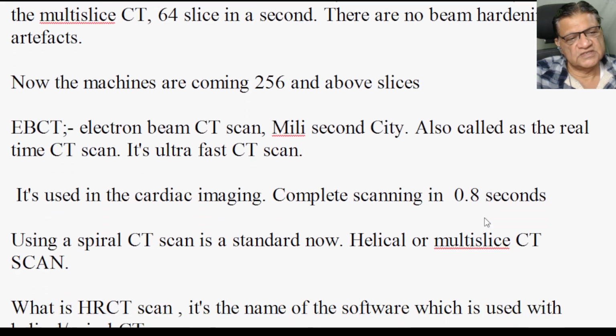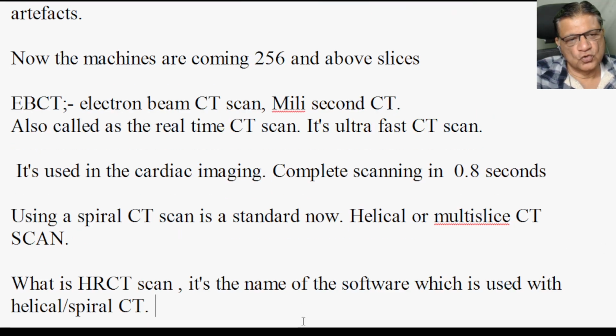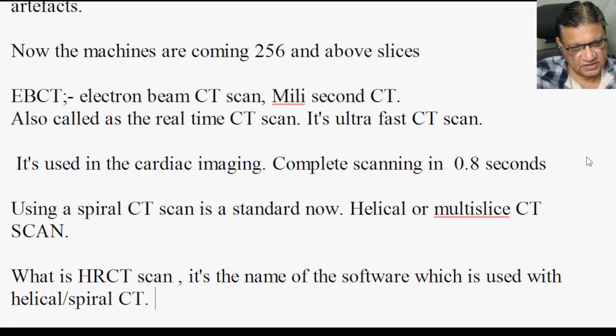Now what is EBCT? It is electron beam CT scan, which is a millisecond CT, also called the real-time CT scan. It's an ultra-fast CT scan. It's used in cardiac imaging, and the complete scanning is done in 0.8 seconds. Using a spiral CT scan is a standard now. Helical or multi-slice CT scan, that's also what it's called.